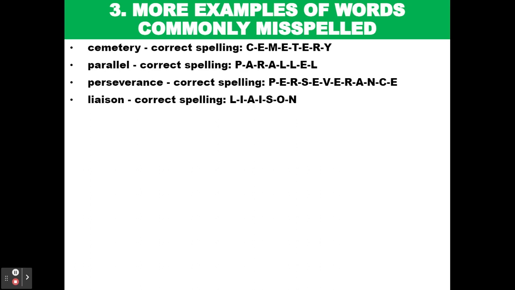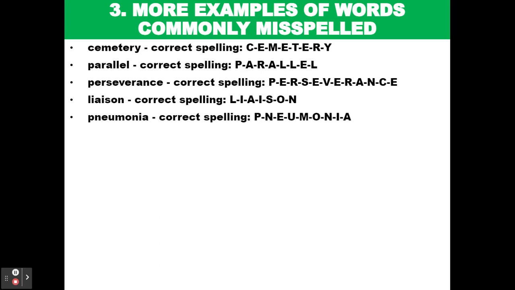The word liaison is also a problematic one to many English learners. Liaison, but what you have to understand is that you have the I before A and the I after A. Now, I-A-I before S-O-N. Now, bear this in mind, liaison. So the correct spelling of liaison is L-I-A-I-S-O-N. I before A and I after A before S-O-N, liaison. You talk of liaison office, okay?